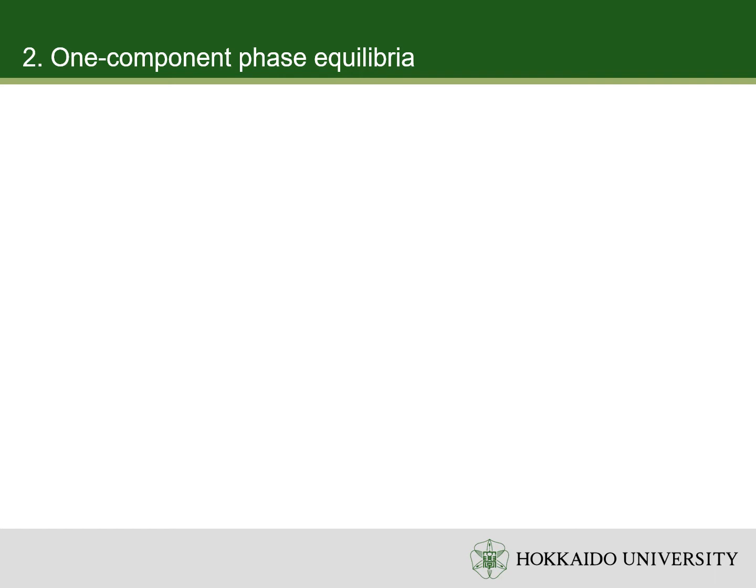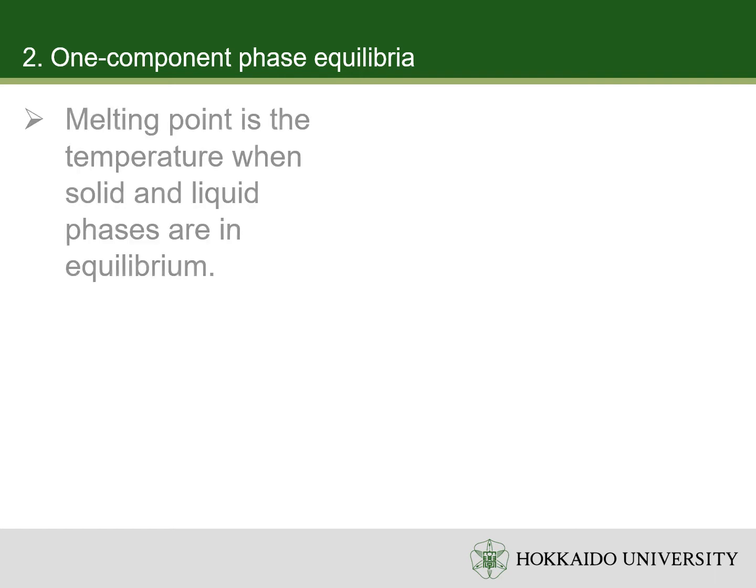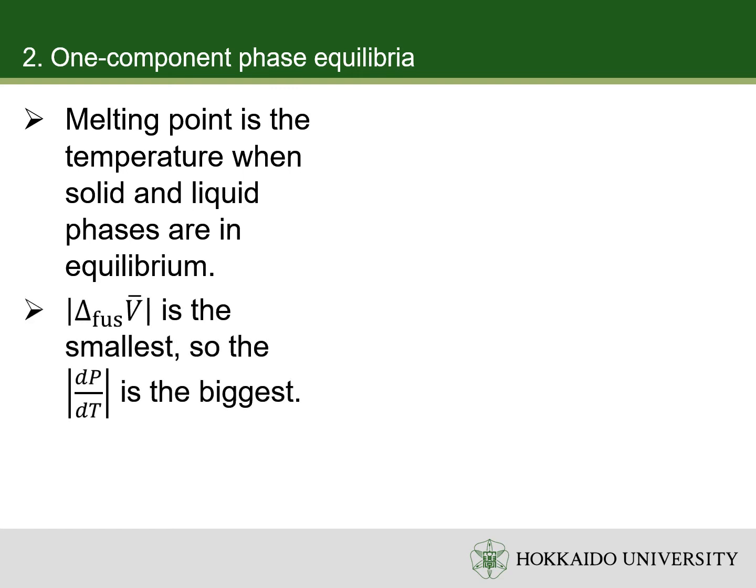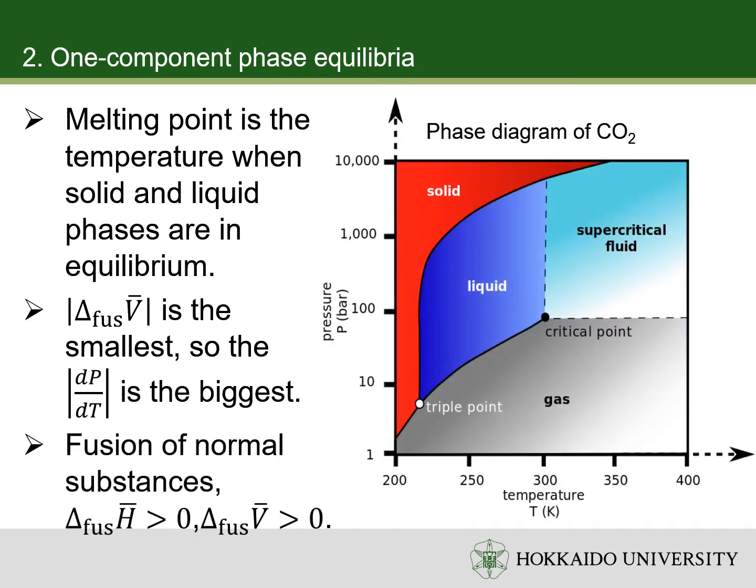We can use the Clausius-Clapeyron relation to explain many phenomena in phase transitions. Let's have a look at fusion first. The temperature at which the solid phase and liquid phase are in equilibrium is called the melting point or freezing point. The volume of fusion is much smaller than other phase transitions because both liquid and solid are already condensed. Thus, the absolute value of the slope of the tangent to the phase boundary between the solid and liquid phases is the largest. The enthalpy of fusion is always positive.